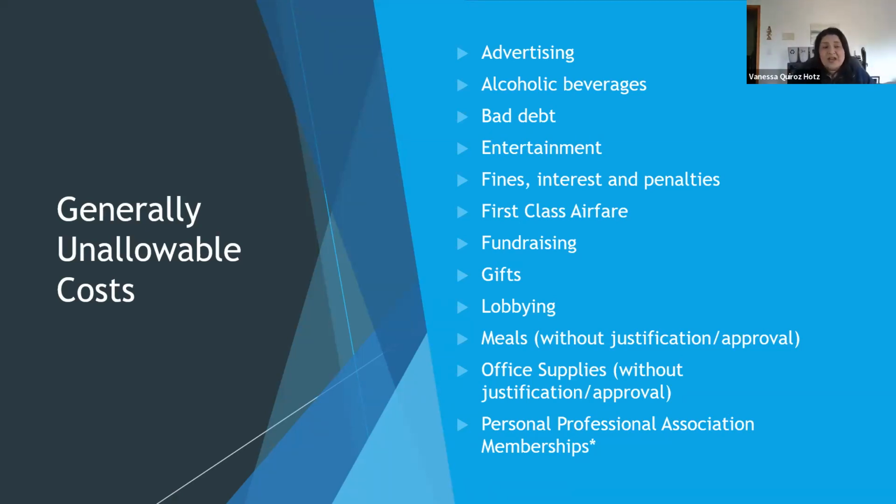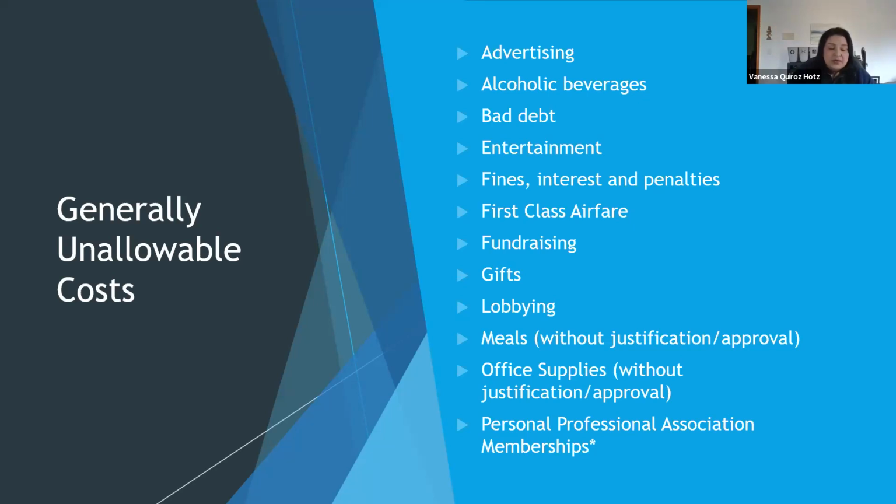First class airfare is out, fundraising, gifts, lobbying, advertising most of the time is out, again, unless it's specifically part of your program. Meals also generally are not an allowable expense. Same, like I said, office supplies, generally not an allowable expense, unless, of course, it's part of the program. You've put it in your proposal and the sponsor has accepted that.